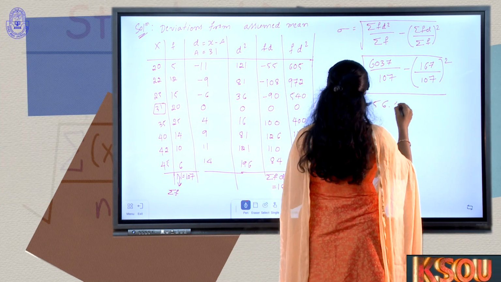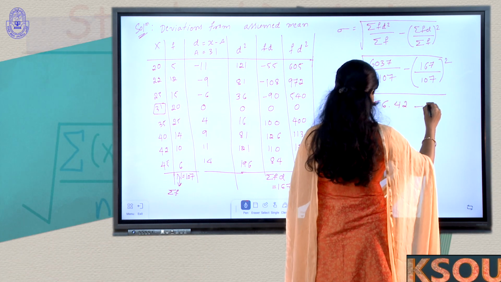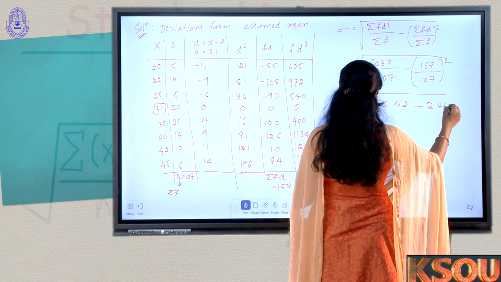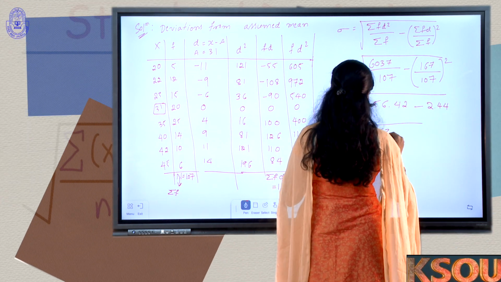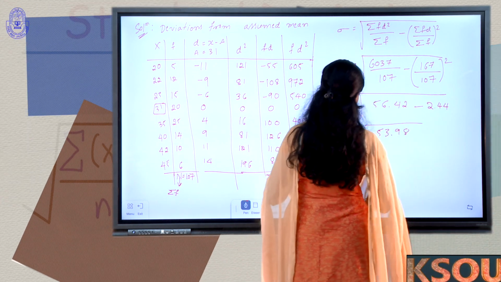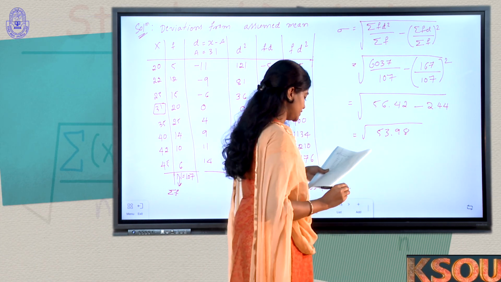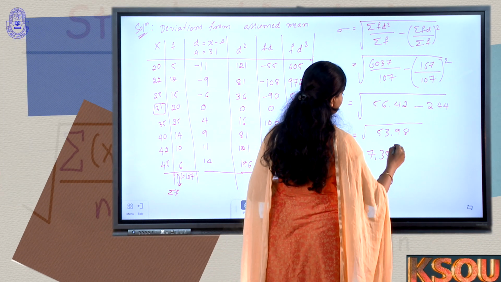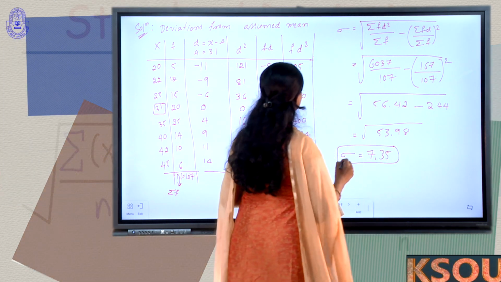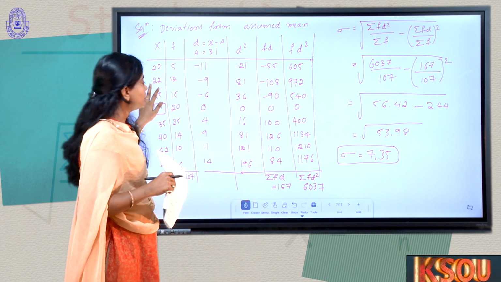So, 56.42 minus 2.44. So, you will have to get 53.98. So, finally, you will have to get the sigma value is equal to 7.35. So, this will be the sigma value under this problem.